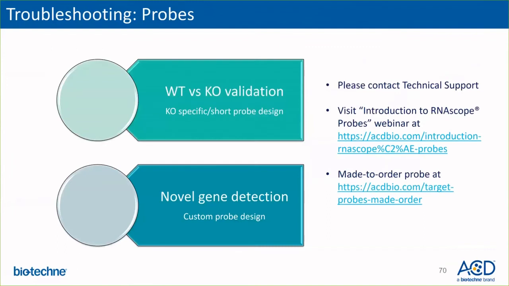For probe-related troubleshooting, if you are working with the 2 scenarios listed here, please contact technical support. With knockout validations, as we have thousands of probes currently in the inventory, we would like to help ensure the probe you are picking is specific for your wild type or knockout validation. If you are working with a novel gene and no catalog probe is available, please feel free to contact your area account manager or go to our website to get the custom probe design feasibility test started.